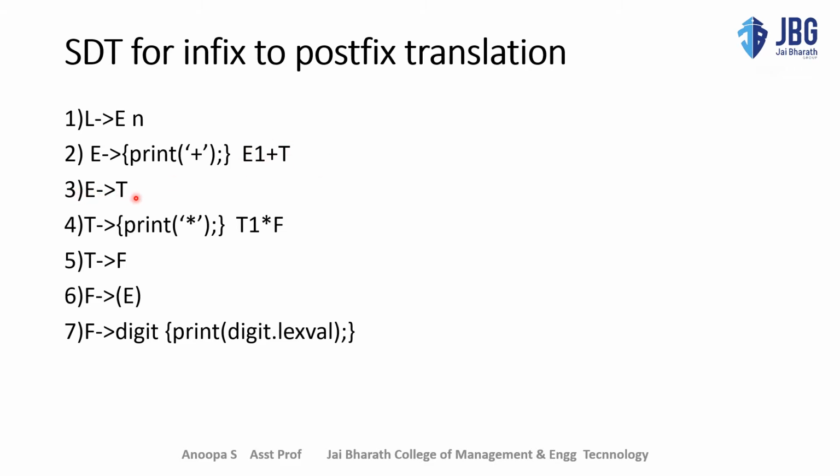Then E giving T, then T giving print star, then T1 star F. Then T giving F, and F giving digit. That is, we have to print the lexical value of the digit. Okay, so let us see this with an example.